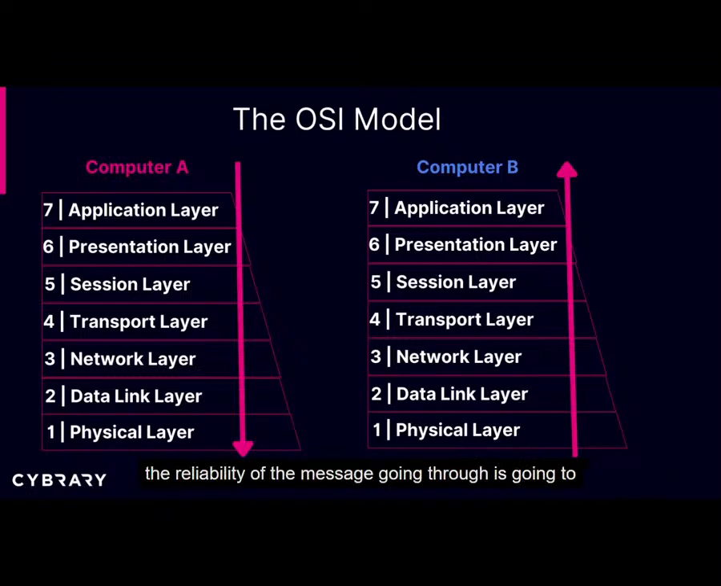And then the reliability of the message going through is going to be in the transport layer. The routing of the message is going to be handled in the network layer. Some error checking and packet creation is going to happen in the data link layer. And then it's going to be transmitted over the physical wires and everything at the physical layer and travel over to computer B where your friend is, and everything's going to happen in reverse order, going up to the application layer where your friend's going to see your message and respond. So that just gives you an idea of how that's happening under the hood.